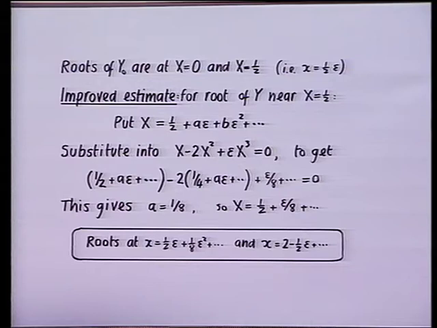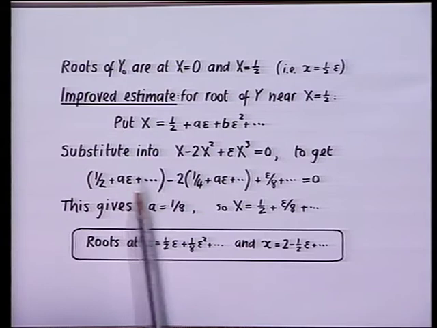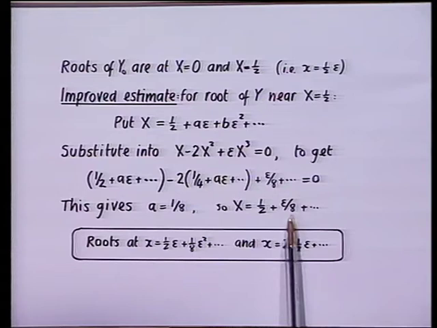The constant terms cancel out, and the epsilon terms will cancel out, provided I choose a suitably. And the appropriate value for a is 1/8. That will ensure that this and this term all cancel out. In other words then, my improved root near x equals 1/2 is 1/2 plus a bit, 1/2 plus an 1/8 times epsilon.